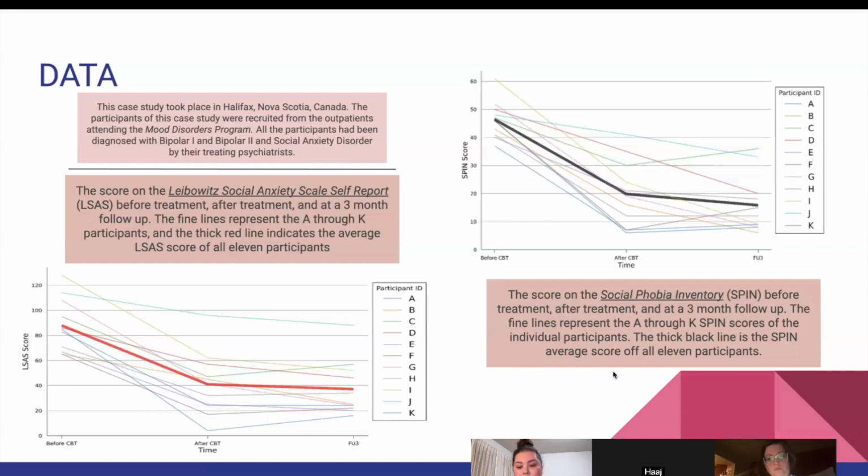And over here to the right, we have the scores of the social phobia inventory scale before treatment, after treatment, and along with the 3-month follow-up. Again, the fine lines indicate all 11 participants, A through K, and then the thick black line in the middle is the average score of the participants. So again, you can see the very good decrease there of the scores. So it looks like there was a lot of good scoring through the therapy.